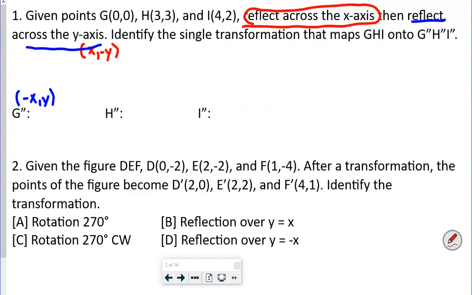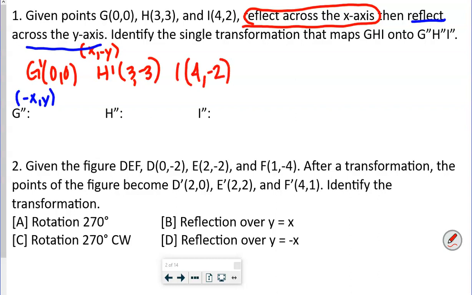So if we do that to G, it doesn't change it at all, right? So that's going to be our G prime. Then our H prime is going to be (3, negative 3), because we're just changing the sign of the y. And our I prime is going to be (4, negative 2), because again, we're just changing the sign of the y. Now the next time, as we do the reflection over the y-axis, we're going to change the sign of the x. So again, G won't change. It's going to be (0, 0). H double prime is going to be (negative 3, negative 3), and I double prime is going to be (negative 4, negative 2).